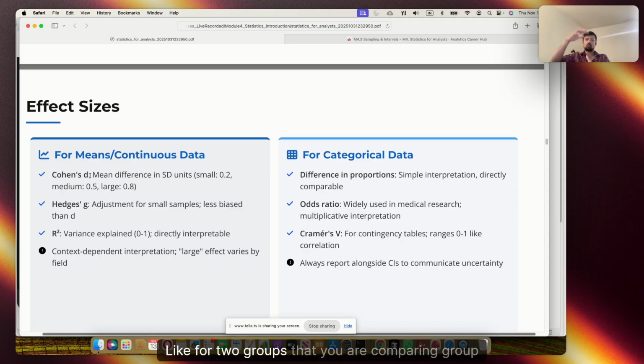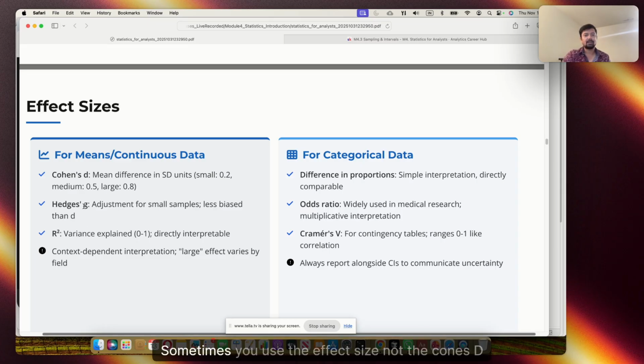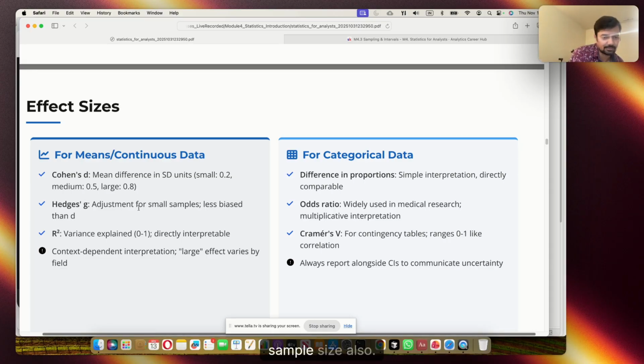For the two groups you are comparing, group 1 and group 2, we get the mean of group 1, the mean of group 2, and the difference between these two means is your effect size. The stronger the effect size, the fewer samples you need to get the desired statistical results. You can adjust for small samples with less bias than Cohen's d, and that is Hedges' g. Sometimes you use Hedges' g instead of Cohen's d, since it has the flexibility to adjust for smaller sample sizes also.